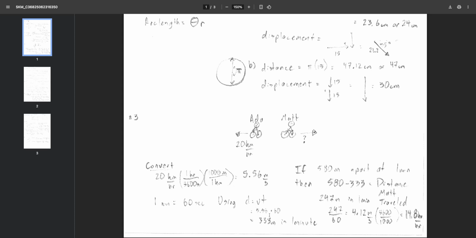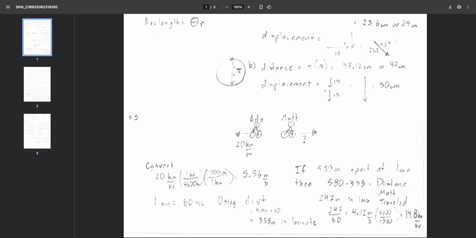minute that they rode. Now, if they're 580 meters apart at 1 minute, then we can figure out the distance Matt rode by just subtracting. So 580 minus 333, we get 247 meters in 1 minute. So I just took 247 divided by 60, which is 4.12 meters per second. I think that's the answer.